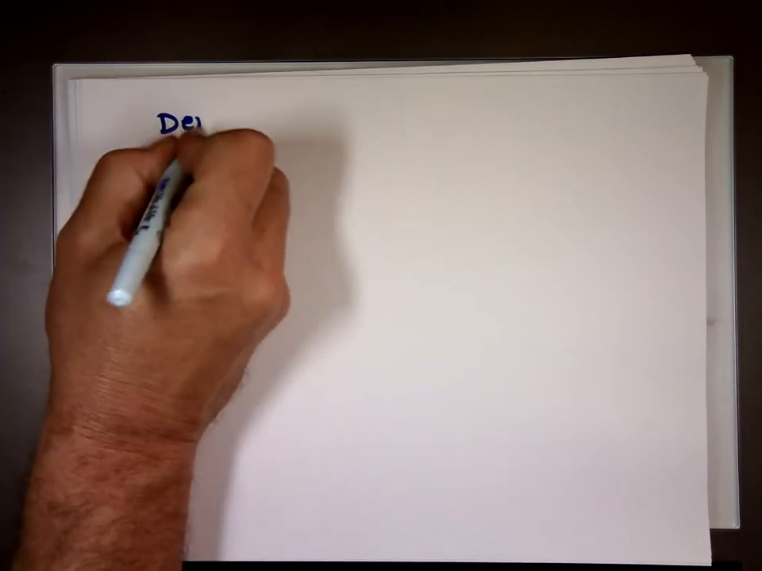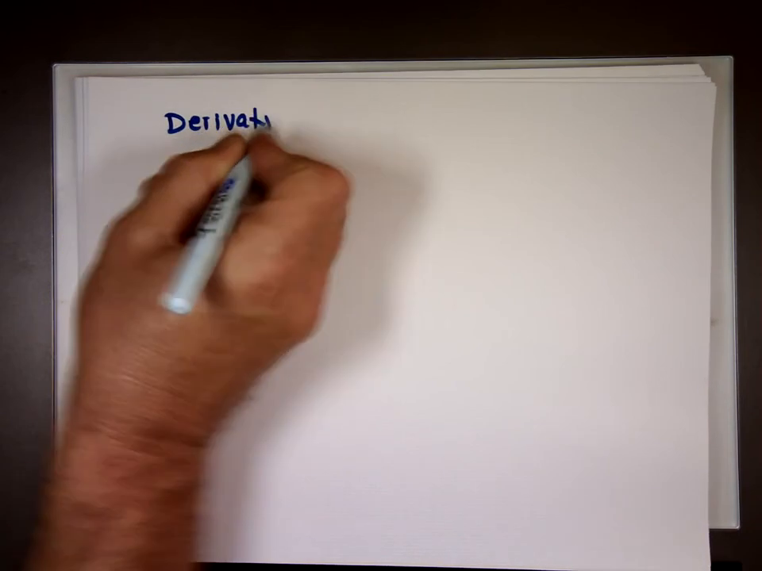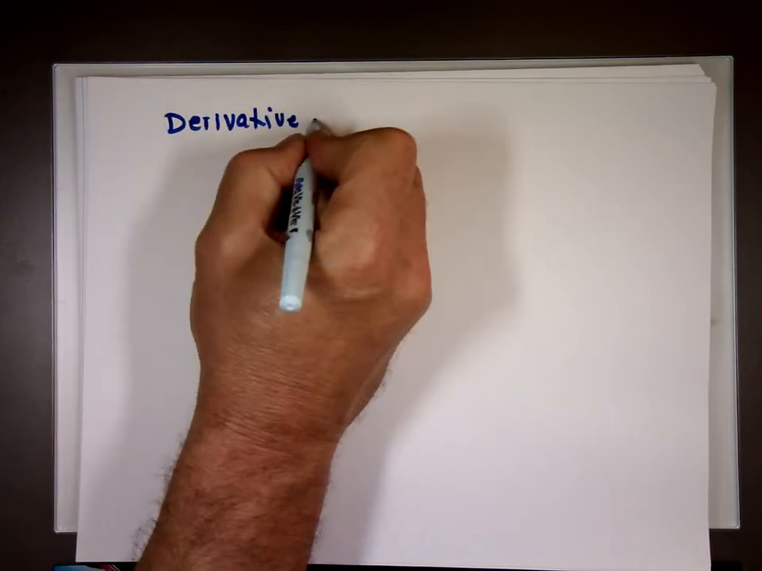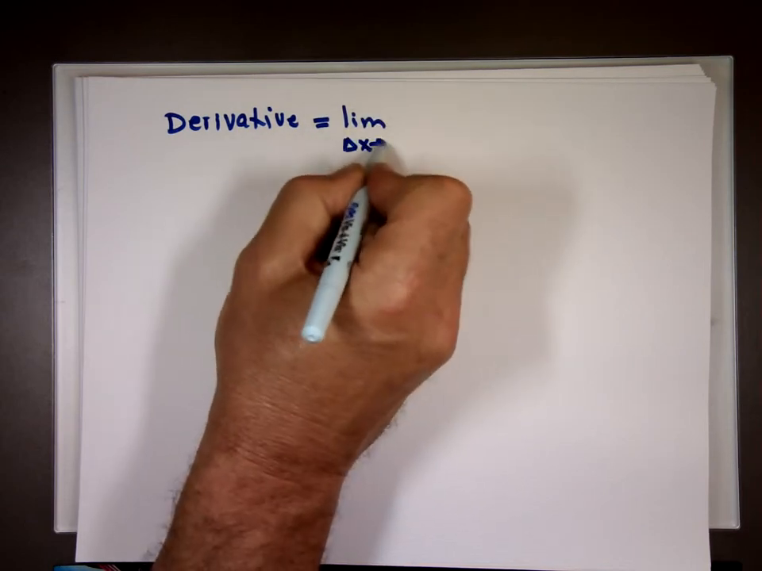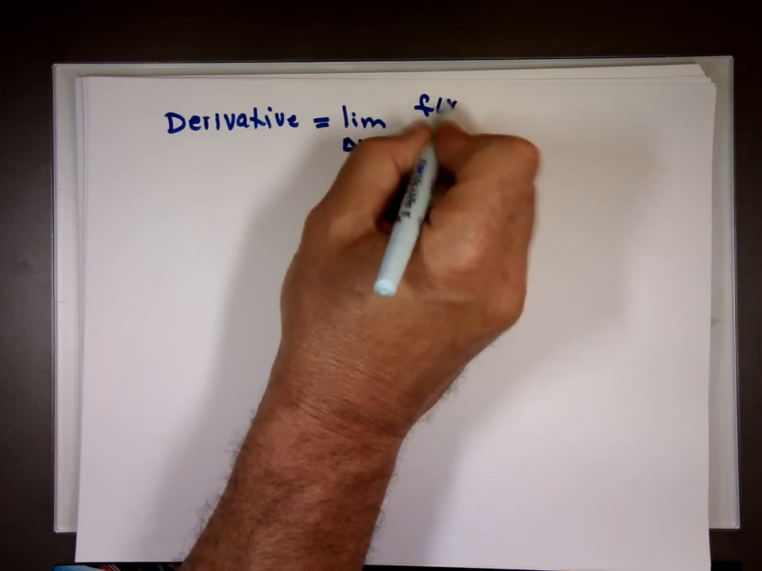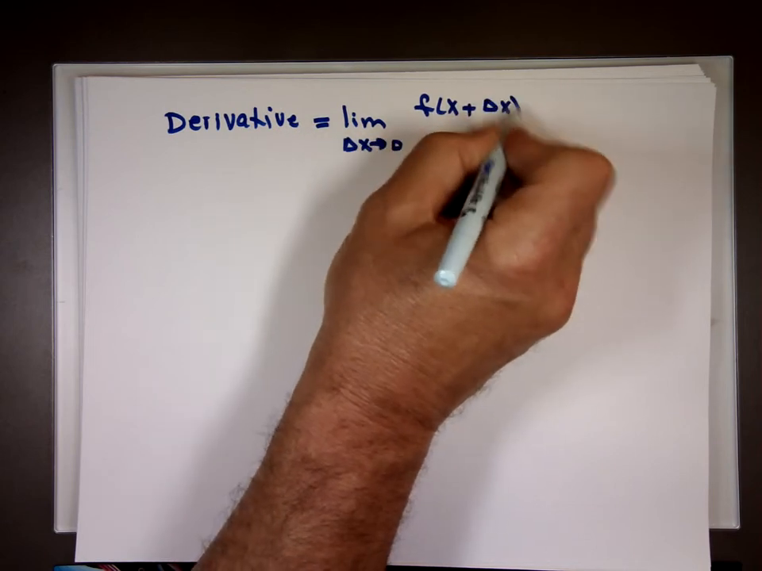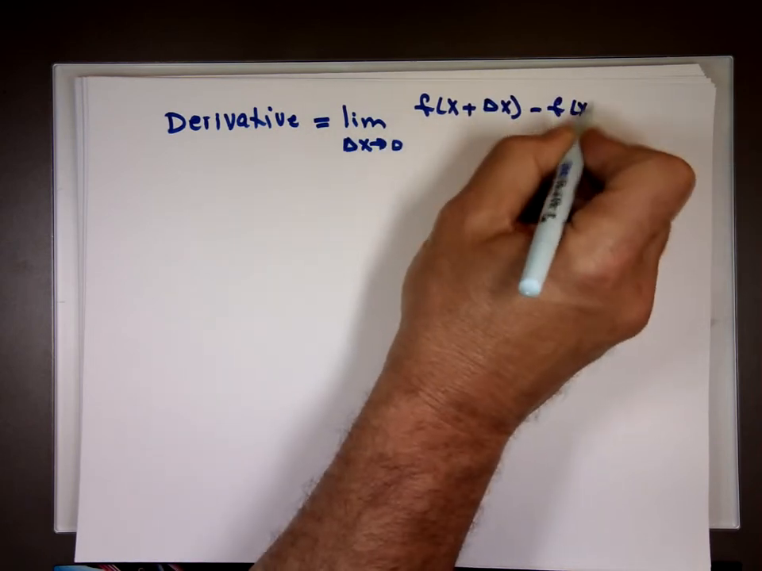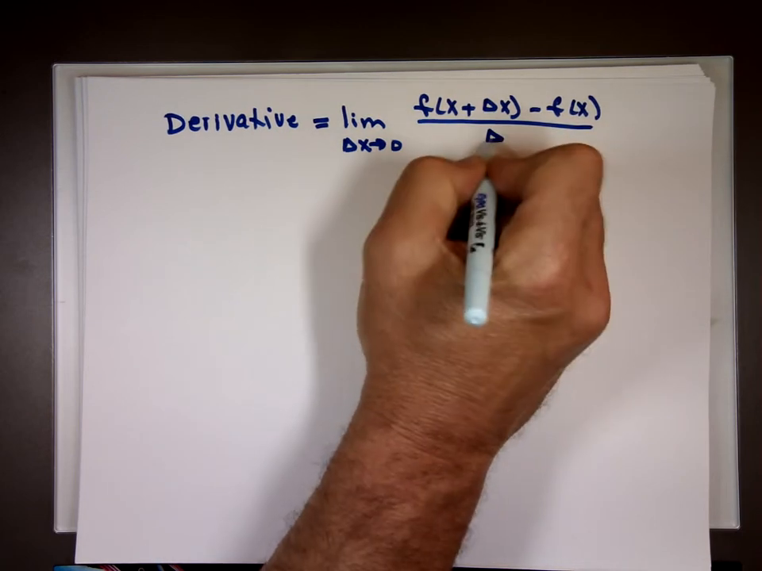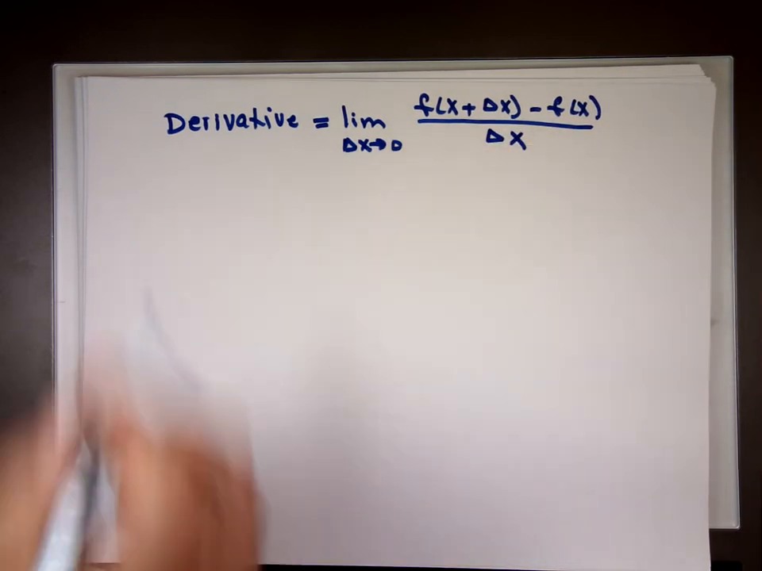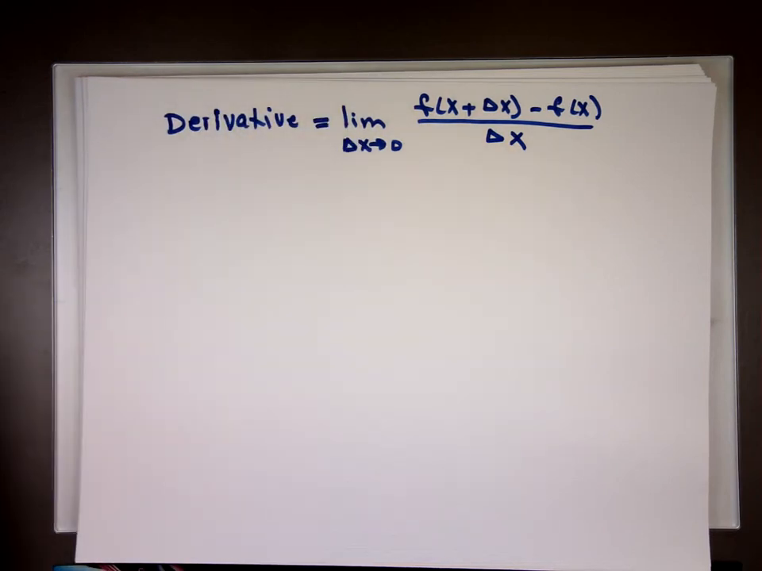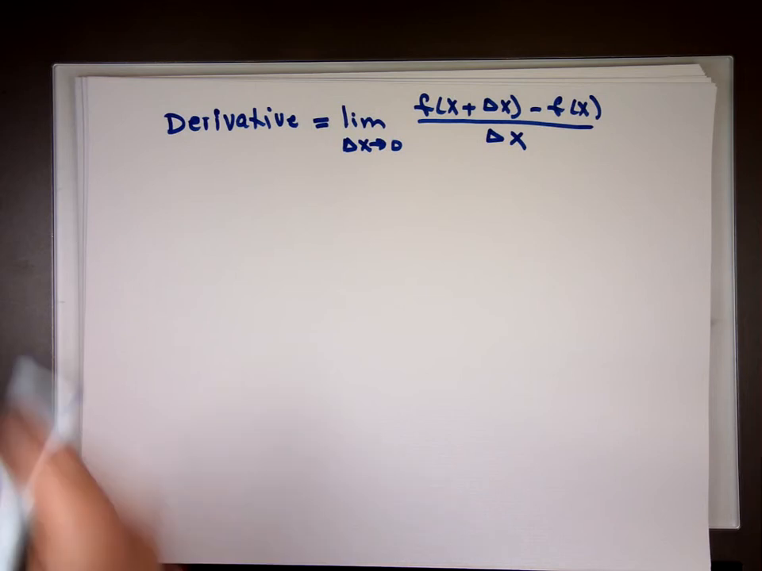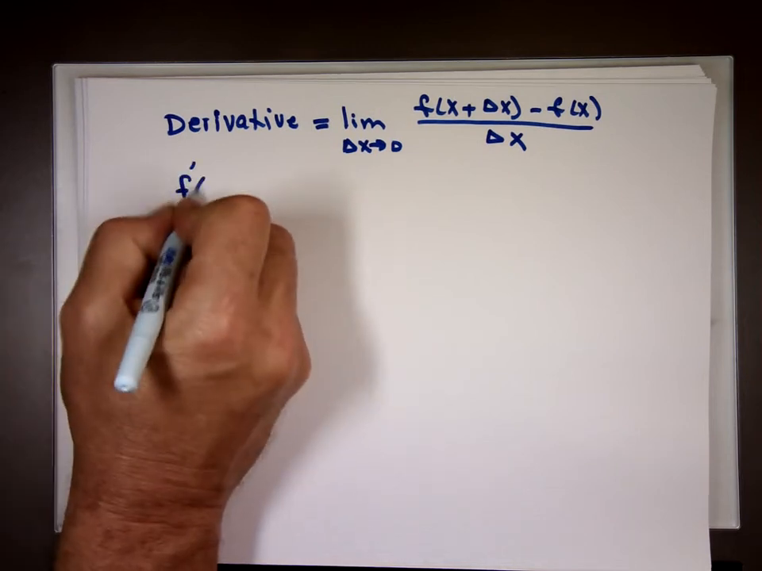So the derivative will be the limit as delta x approaches 0 of f of x plus delta x minus f of x, all divided by delta x. I'm not going to write the word derivative. Notice it's a big word to write every single time. So we have a shortcut for that. What do we use? F prime of x. That means the derivative.